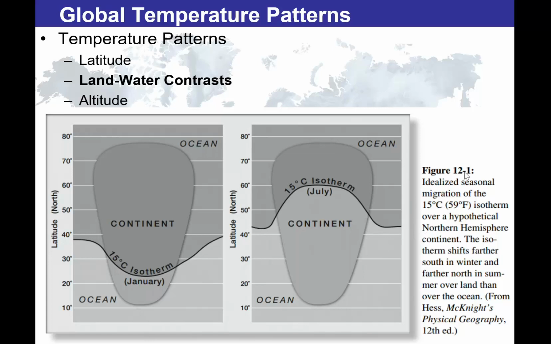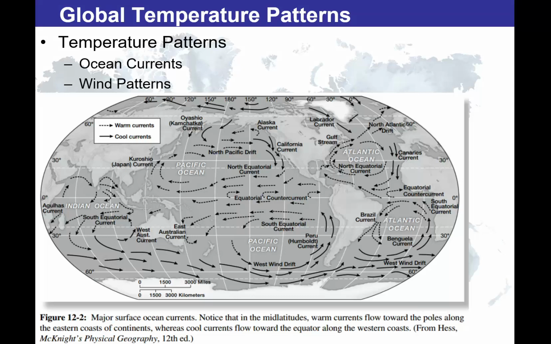So figure 12.1, again, is available in your lab manual, page 66, with a bunch of additional supplemental reading that you definitely want to read through in order to best prepare for this lab. Not only will exercise 12 cover the latitude, the land-water contrasts, and altitude, but it's also going to introduce ocean currents and wind patterns.